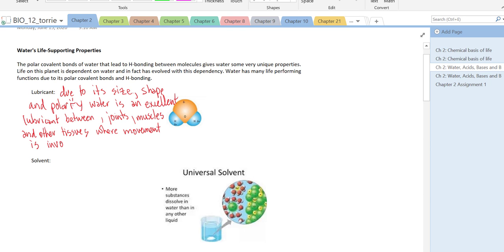Now, I'm going to go through these and describe them. We can talk about them in more detail during class time when you can ask questions. We'll just get the notes down for now. So that's one very important life property of water, acting as a lubricant.